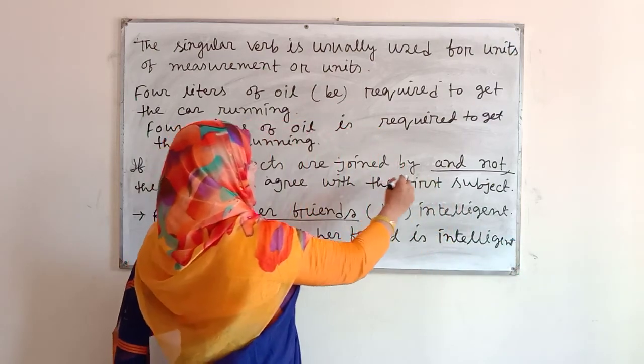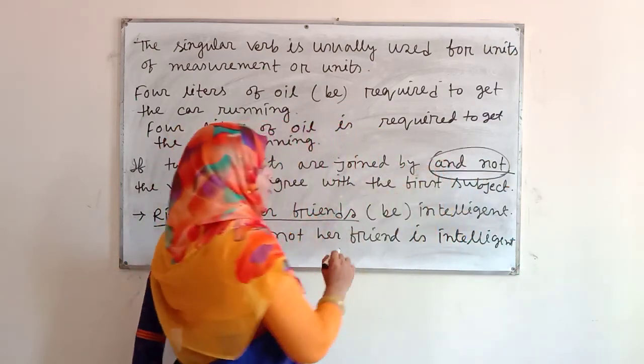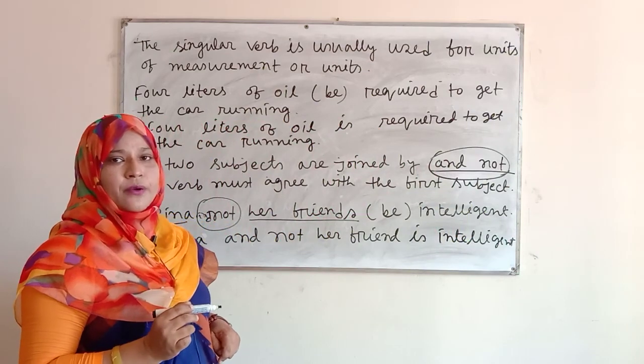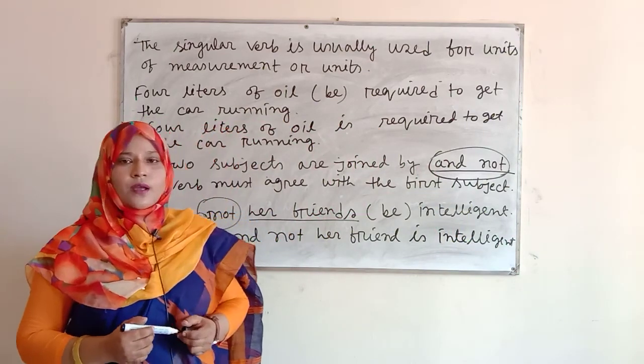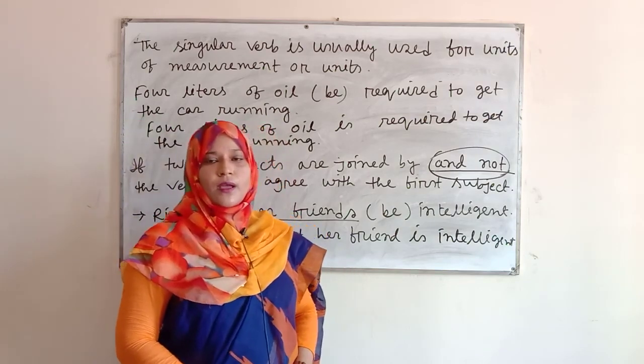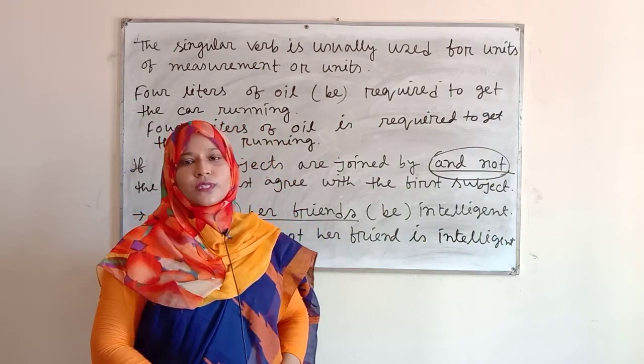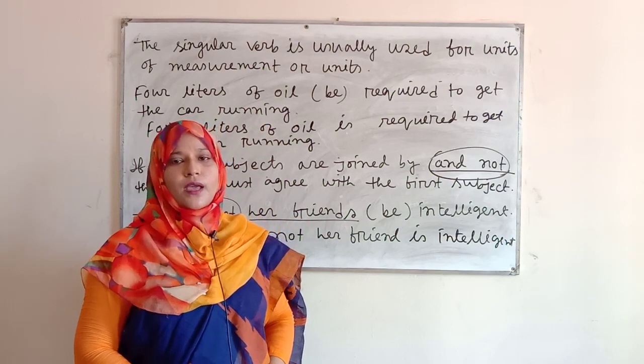যদি দুটি subject কি দিয়ে যুক্ত হয় and not, তাহলে verb টা কার উপর depend করে বসবে? First subject এর উপর depend করে বসবে. Dear students, I hope that you have understood all the rules, regulations and examples.